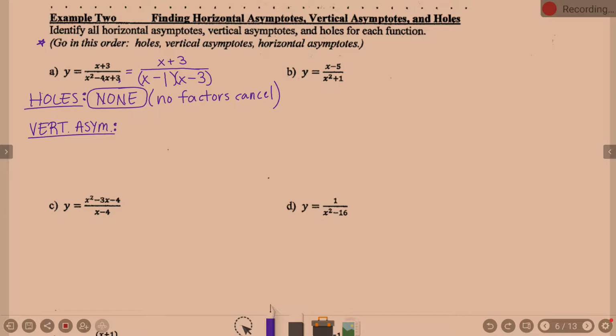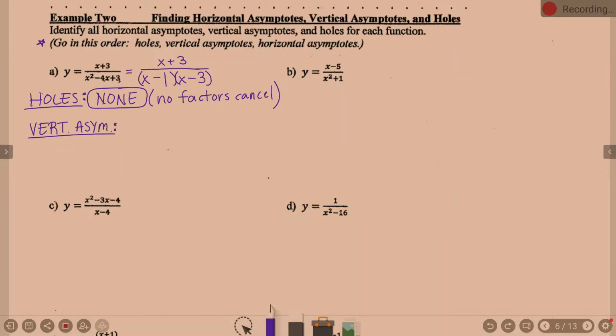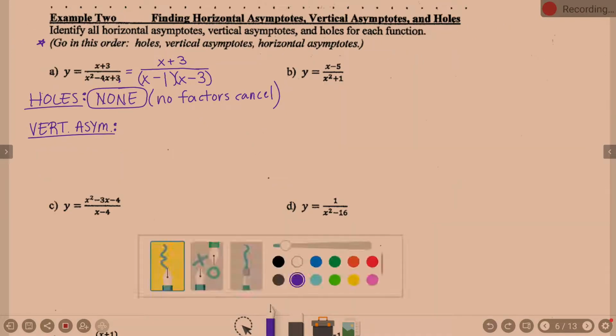I'm going to say flip to the front side of your notes again, right? What's the rule for vertical asymptotes? Found by setting the denominator equal to 0. It's right there in writing. This is why I wrote it all out for you.